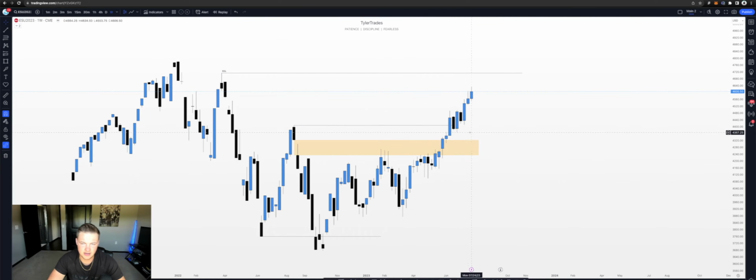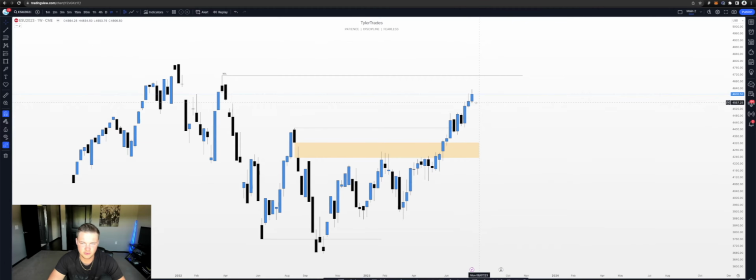Once we got to that high, we took it out, chopped around for a week right at that high, and we've continued to push up through there, through to this liquidity void. And as you can see, we are now beginning to work through that liquidity void as well.